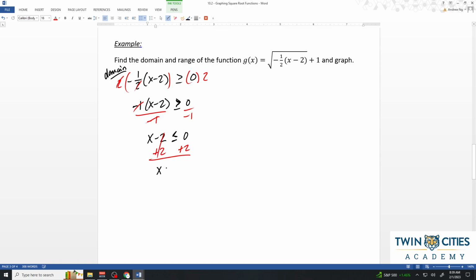Okay, so x is less than or equal to positive 2. This is the domain. Okay, now let's look at the range.